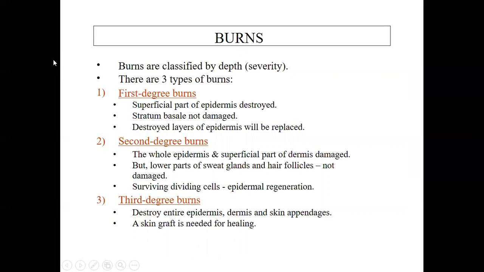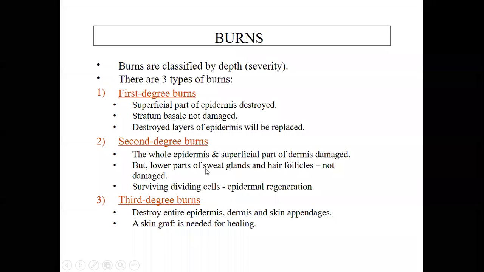Now we're going to proceed with the clinical applications of this knowledge. By having knowledge of all of these components, you know the different types of burn. We have three types: first degree burn, second degree burn, and third degree burn. For the first degree burn, only the superficial part of the epidermis is destroyed. The stratum basale is not damaged, so the destroyed layer of the epidermis will be replaced. For the second degree burn, the whole epidermis and superficial part of the dermis is damaged, but the lower part of the sweat gland and the hair follicle is not damaged.